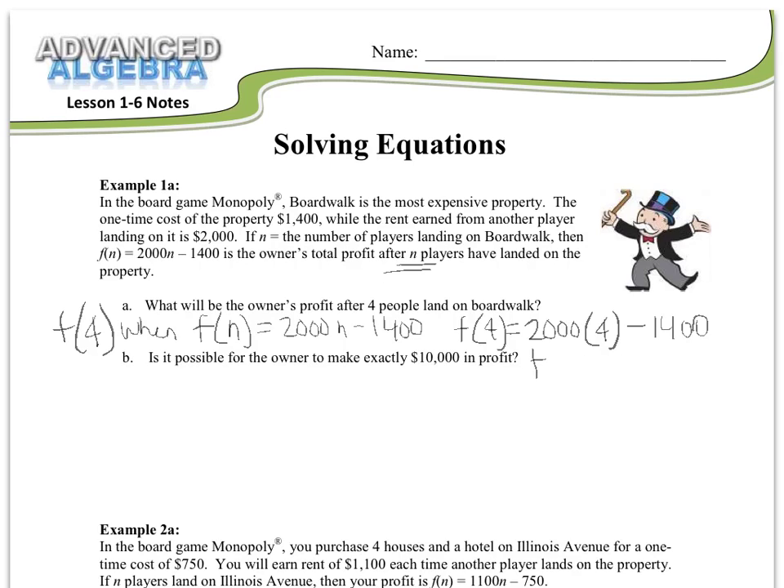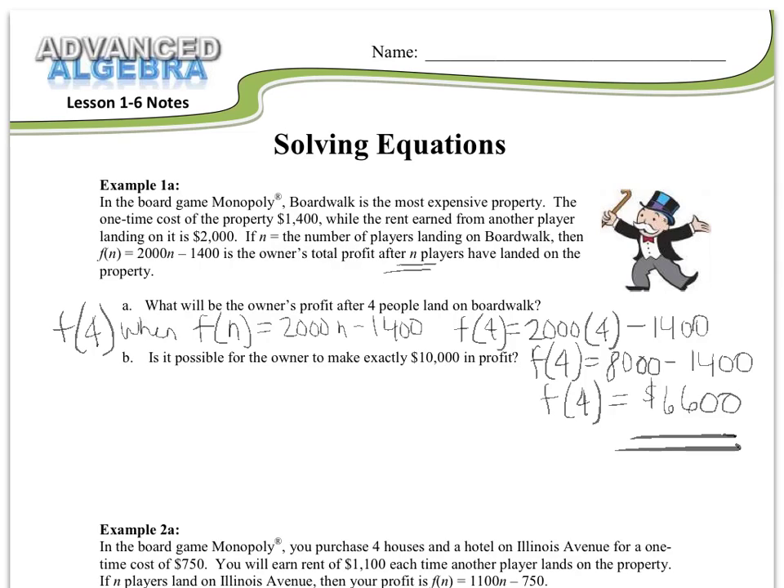F of 4 equals 8,000 because we got to do multiplication first, minus 1,400. F of 4 equals $6,600 profit. That's the owner's profit after 4 people land on Boardwalk. Next question, is it possible for the owner to make exactly $10,000 in profit?